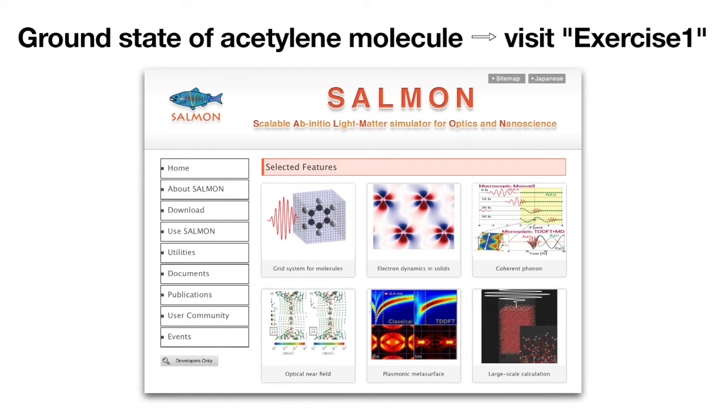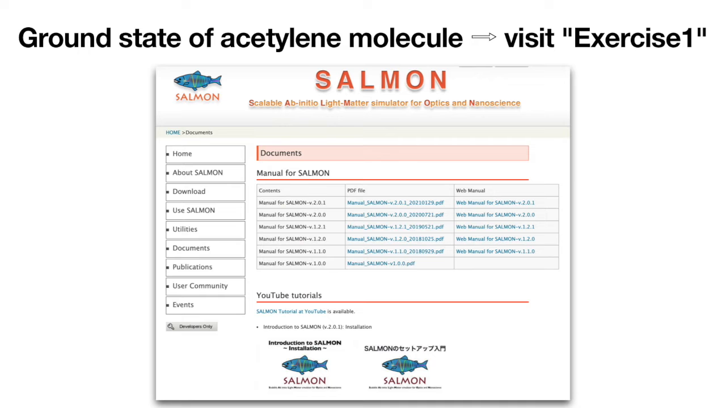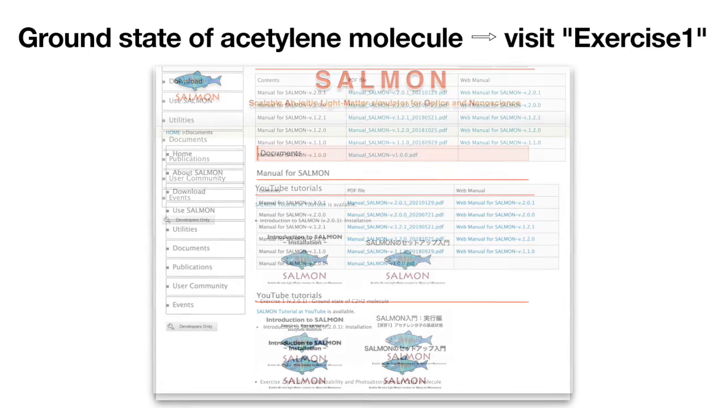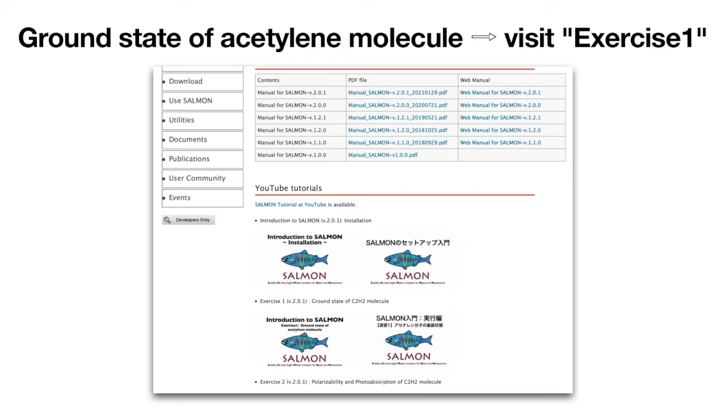For this exercise, we assume that the ground state calculation for the acetylene molecule has been completed using SALMON. If you have not done so, perform the ground state calculations for the acetylene molecule. Please refer to Introduction to SALMON, Execution, Exercise 1, Ground State of Acetylene Molecule on the Documents page of the SALMON website for ground state calculation of the acetylene molecule using SALMON.